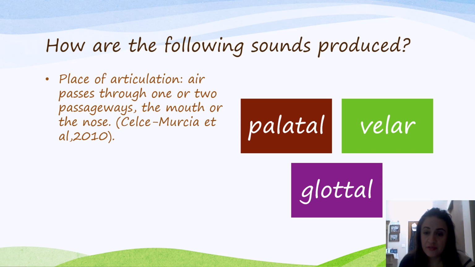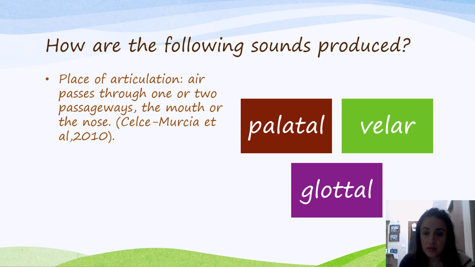Next up is the velar sound, produced when the back of the tongue touches the soft palate or the velum. For example, the sound k like kite, g like go, and ng like the word bank. The ng endings are very common in English.